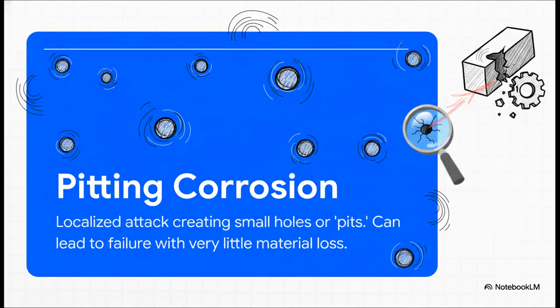But then you get something way, way more dangerous, pitting. This is a sneak attack. It creates these tiny little holes or pits. And it's so insidious because a part can look totally fine. It might have lost less than 1% of its total weight. But one deep pit, just one, can cause a sudden, catastrophic failure out of nowhere.